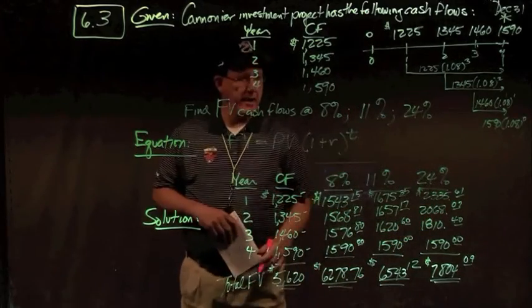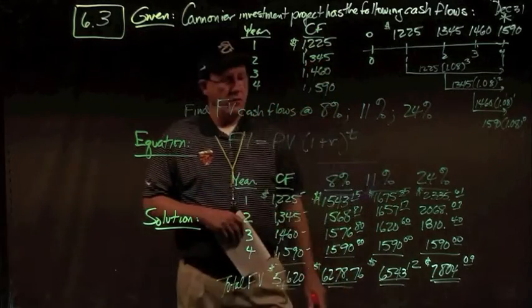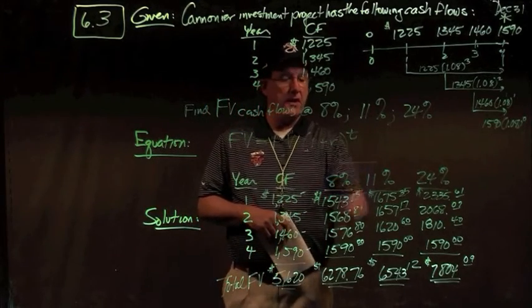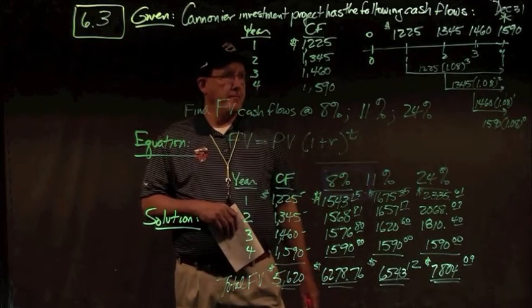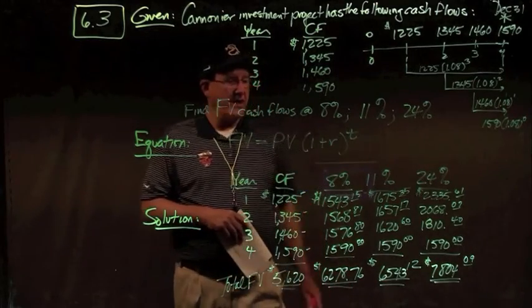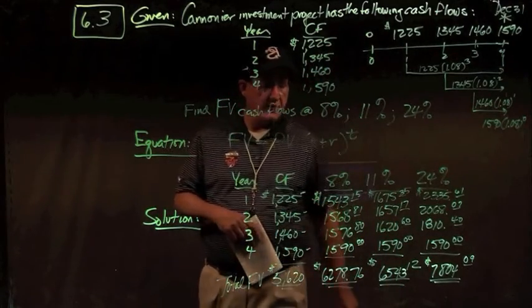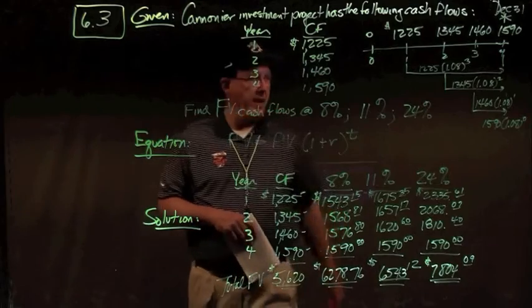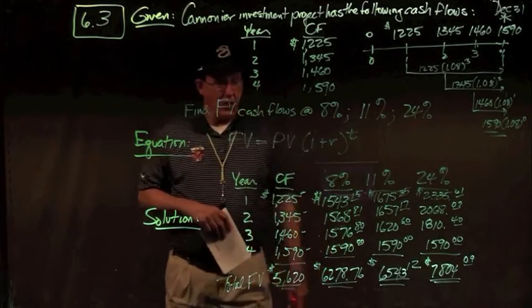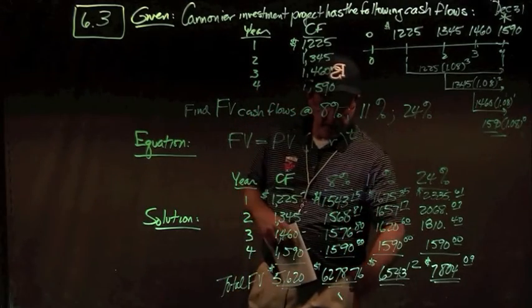If I do the math at 8%, for 11% I'll put in 0.11, and for 24%, I'll put in 0.24. I'll do the one case. The 1,225 compounded for 3 years at 8% is 1,543.15. The 1,345 compounded at 8% for 2 years is 1,568.81. The 1,460 compounded at 8% for 1 year is 1,576.80. And the 1,590 compounded at 8% for 0 years is just 1,590. Add those future values up, I get a total at 8% compounded of 6,278.76 as the first answer.